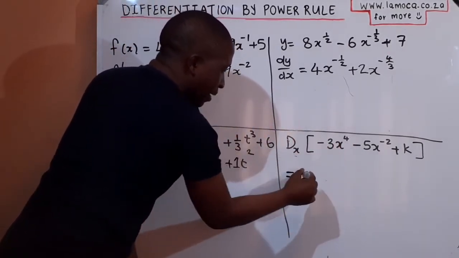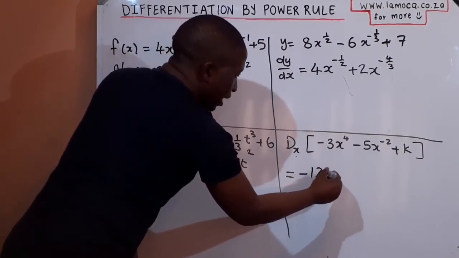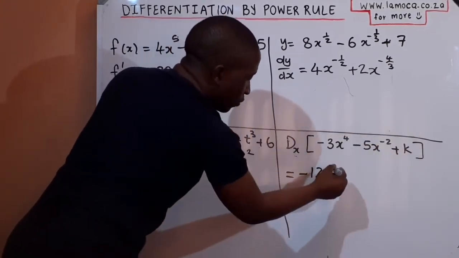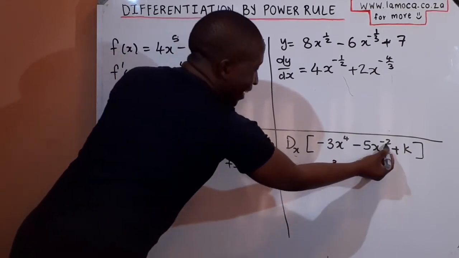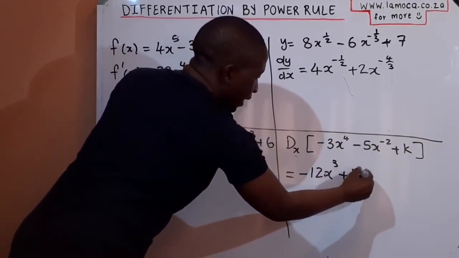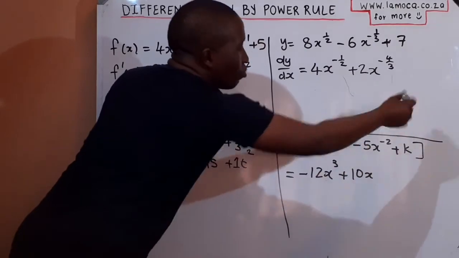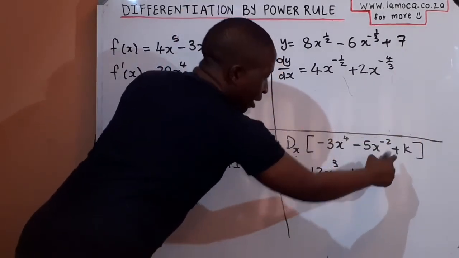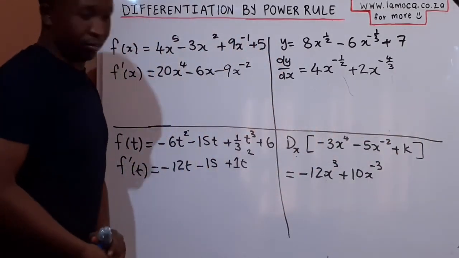So that 4 multiplied by negative 3 gives us negative 12. X to the power of 4 minus 1, which gives you an answer of 3. And then negative times negative gives you positive 10. x to the power of negative 2 minus 1 gives you minus 3. And then k is a variable, right?